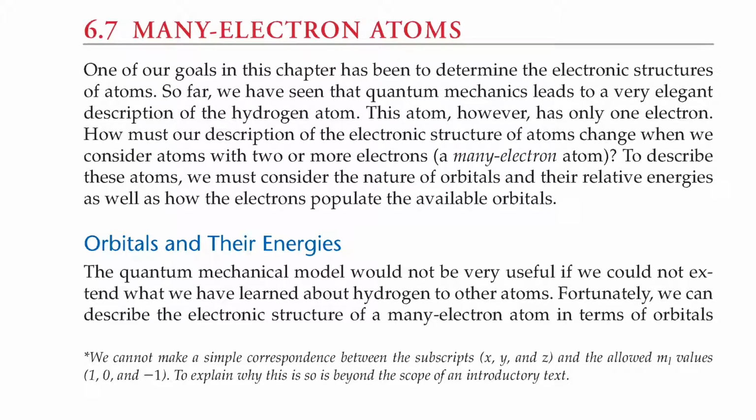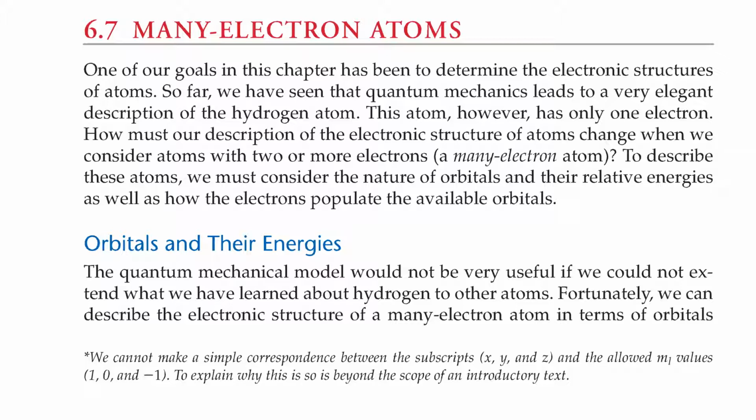Section 6.7 Many Electron Atoms. One of our goals in this chapter has been to determine the electron structures of atoms. So far, we've seen that quantum mechanics leads to a very elegant description of the hydrogen atom. This atom, however, has only one electron. How must our description of the electronic structure of atoms change when we consider atoms with two or more electrons?